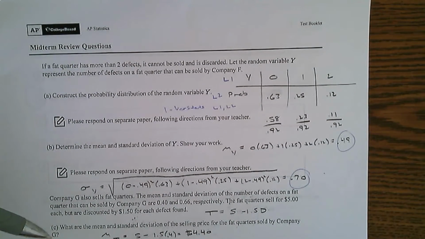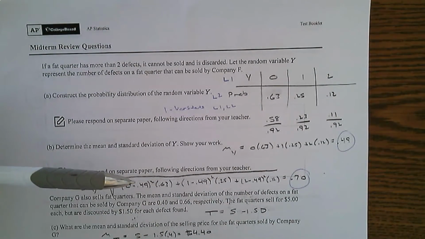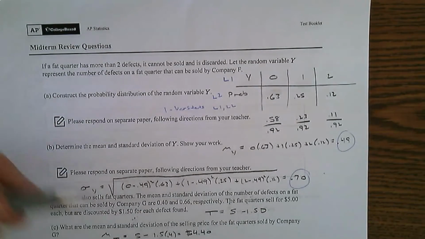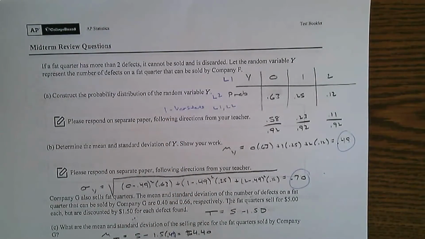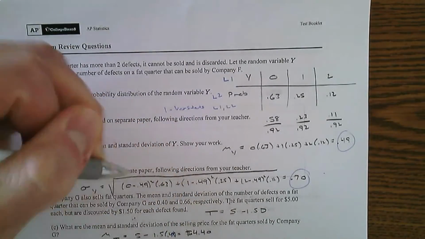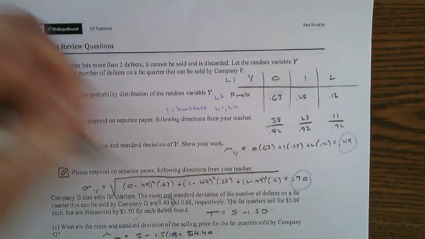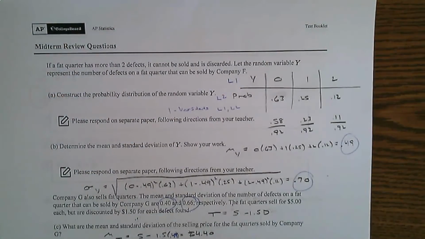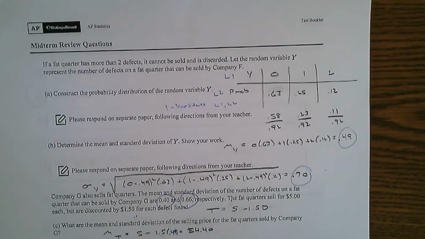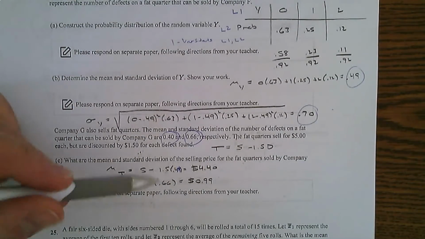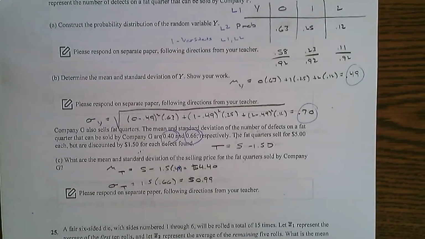Part C, they want the mean and standard deviation of the selling price. Well, they sell for $5 a piece minus the $1.50 per defect. So what we're doing is just substituting in those values, the mean and standard deviation. This should actually be 0.49. Oh, no, it shouldn't. Wrong data. So 0.4, 0.66. And I'm not adding and subtracting the 5 here because shifting doesn't affect variability. So you couldn't see that, but I'm not adding and subtracting the 5 here.